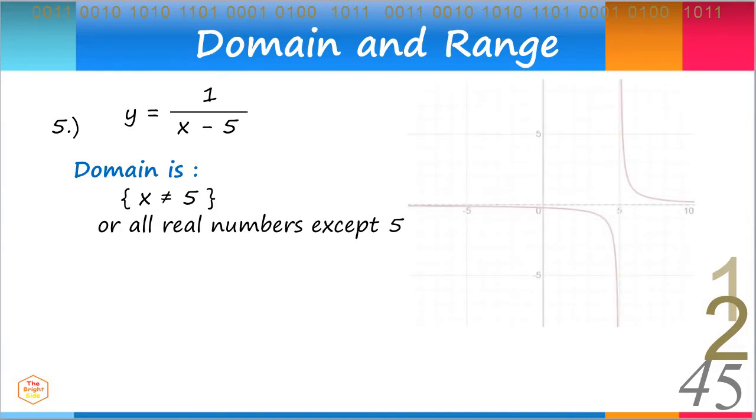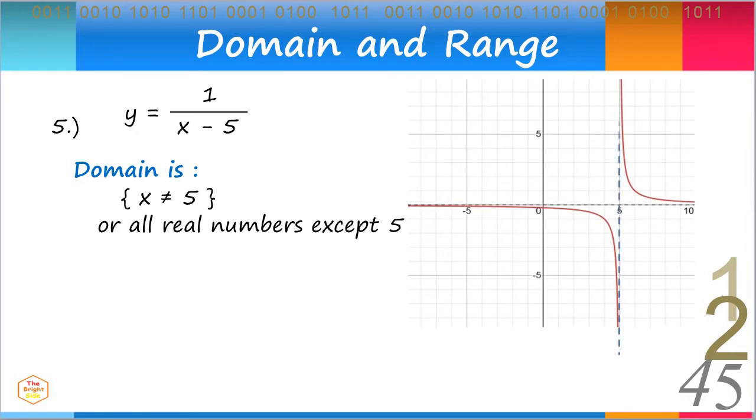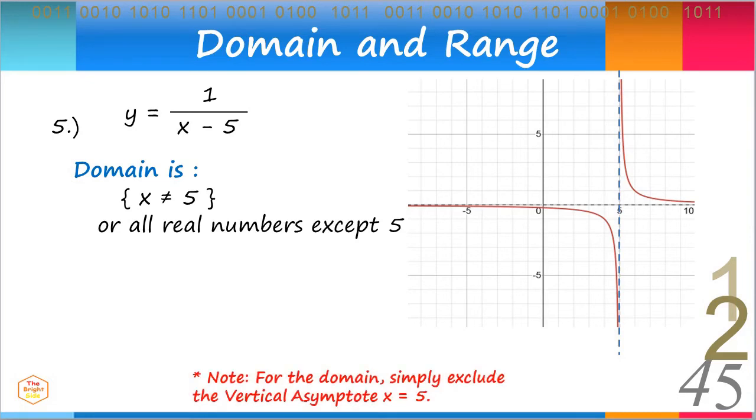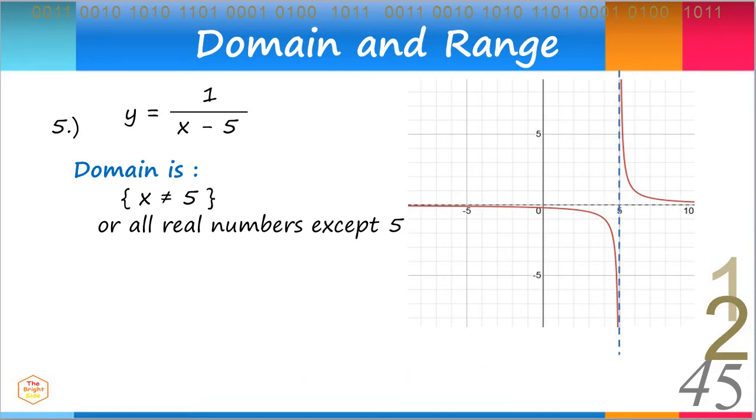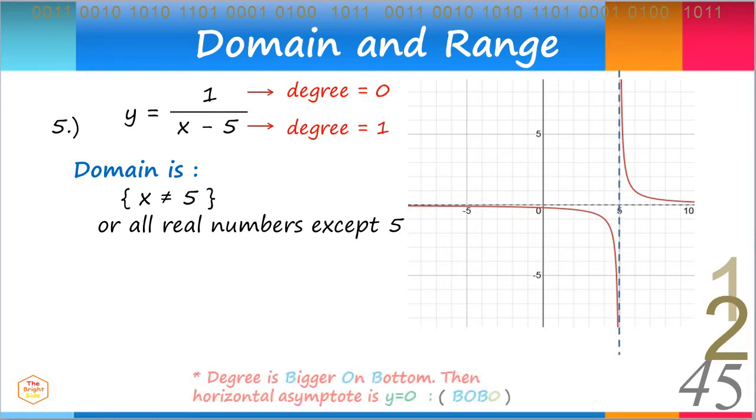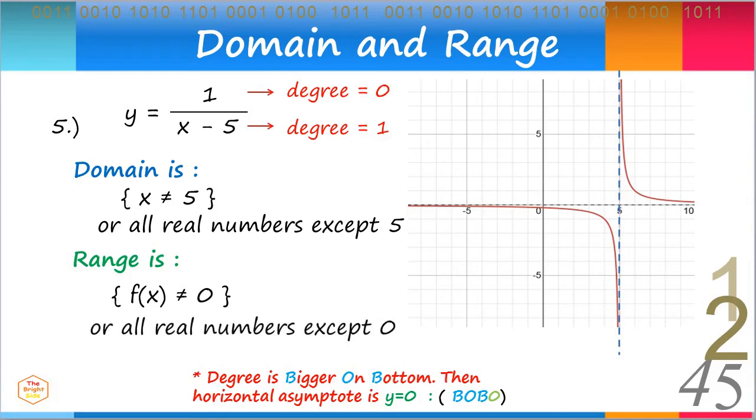Also notice that x equals 5 is the vertical asymptote. Thus, to get the domain, simply exclude the vertical asymptote. How about the range? Remember how to get the horizontal asymptote. Compare the degree or the highest exponents of the polynomial. If the highest exponent is bigger on the bottom, then the horizontal asymptote is y equals 0. Thus, the range is f of x is not equal to 0. Or we can write it as all real numbers except 0.